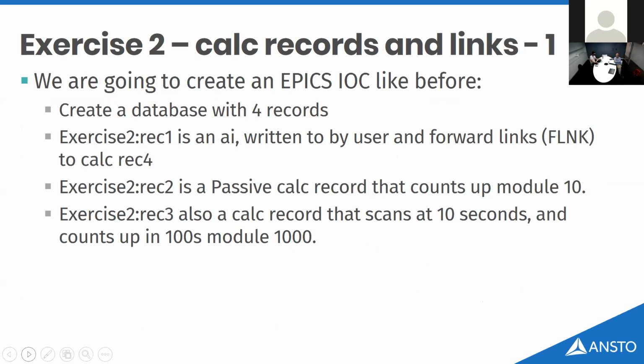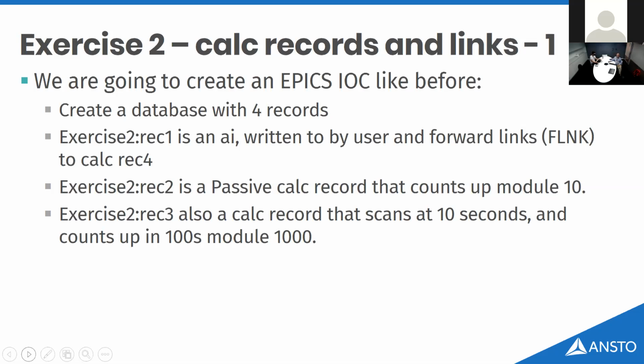Well, we're going to have a couple of calc records. Two are going to count up modulo. One's going to count up, it doesn't really matter. They're both going to count up modulo some number in some sort of sensible increment. One of them is going to be passive, and we're going to force that to process using the PP qualifier. And the other one is going to process on its own, and we're going to monitor it using the CP qualifier. And then the last record is just going to add all the three numbers together.